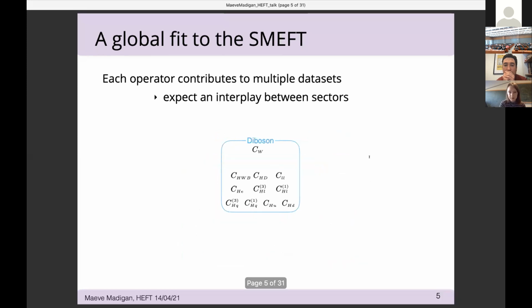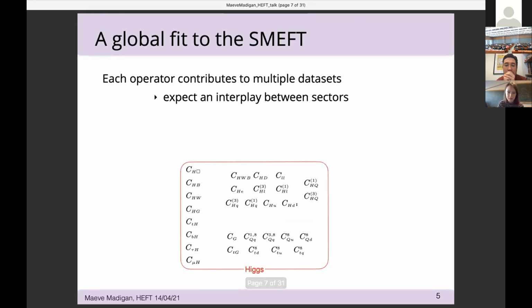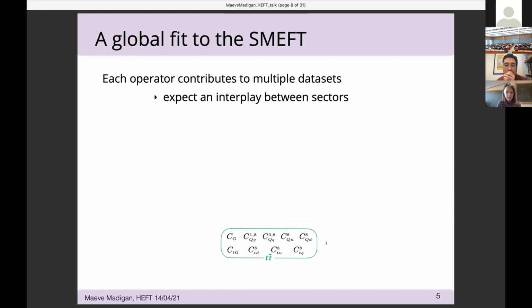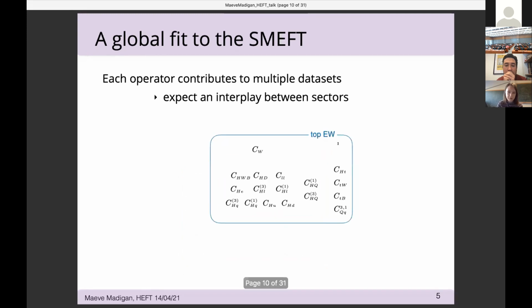If we start with the diboson sector, this will constrain things like the CW, the triple gauge operator, as well as some of these bosonic and fermionic interactions. But most of those operators are also constrained by electroweak precision observables. Similarly, a similar set will be constrained by the Higgs, as well as these Higgs-only operators, and some of these fermion operators, and the CG down here. Then as more top data becomes available, this starts to constrain those similar operators too, as well as top pair plus vector bosons. And then we also have constraints coming in from top electroweak, so things like single top.